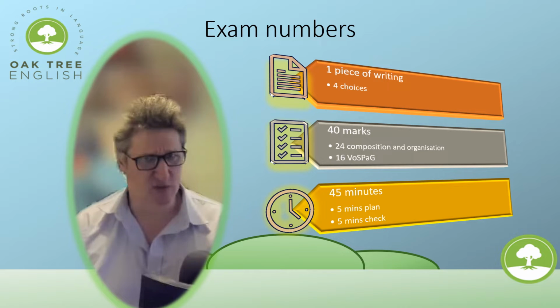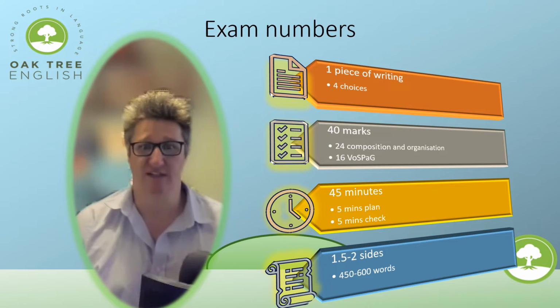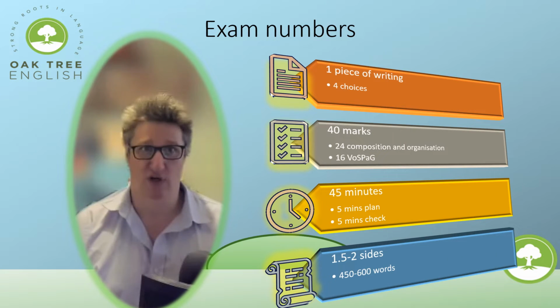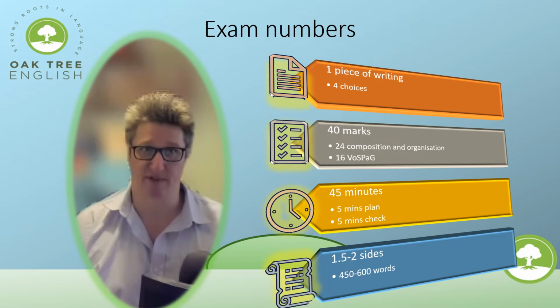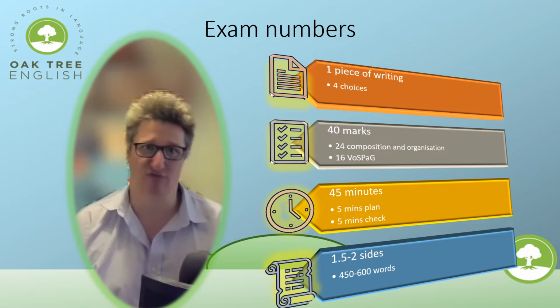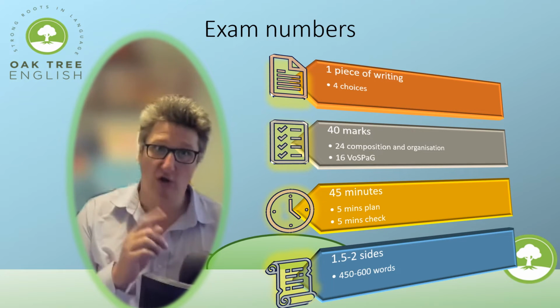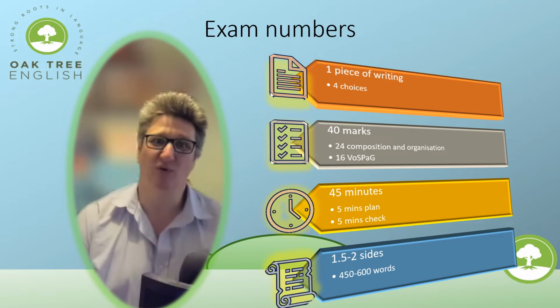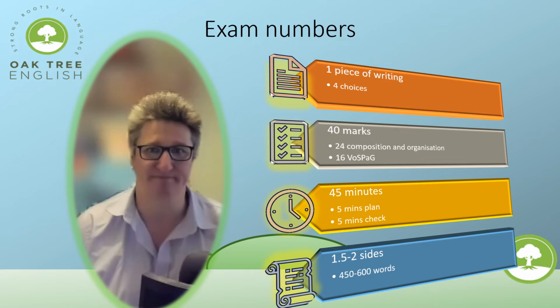How much writing, you ask? You should aim to write 450 to 600 words, which works out to about 6 paragraphs or 1.5 to 2 sides of paper, depending on the size and neatness of your writing. Once again, if your handwriting is difficult to read, you should start practicing now, or become a doctor because doctors have notoriously difficult handwriting.